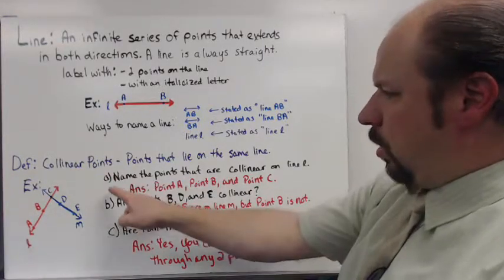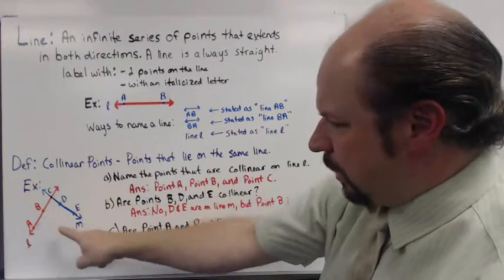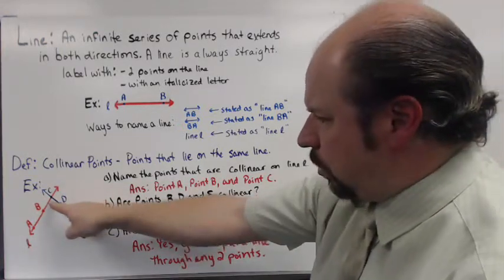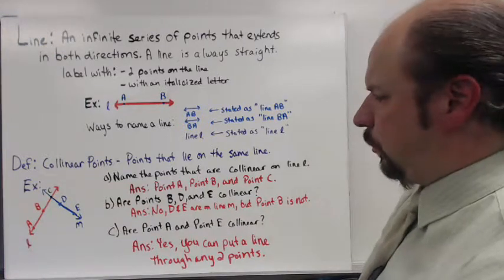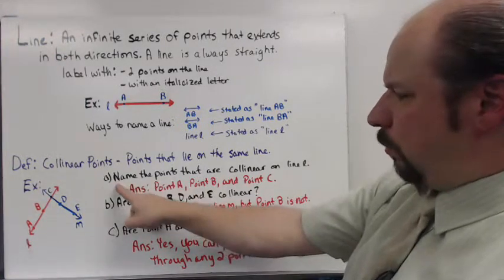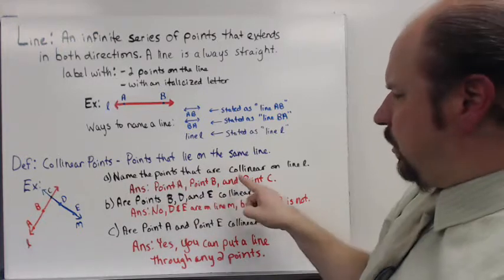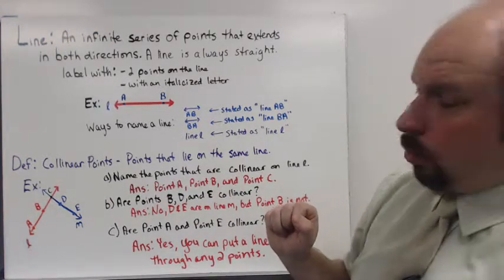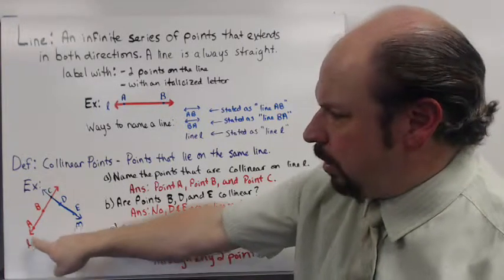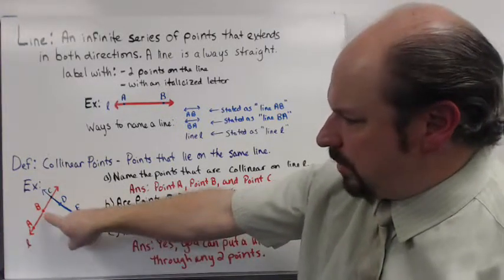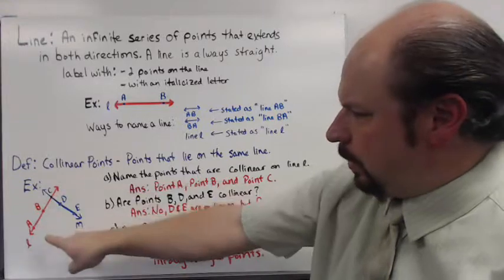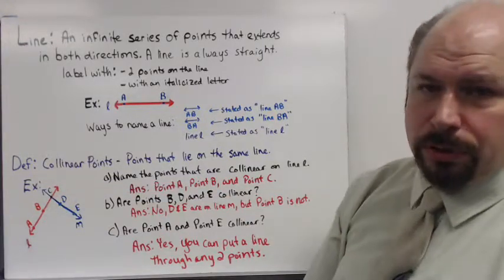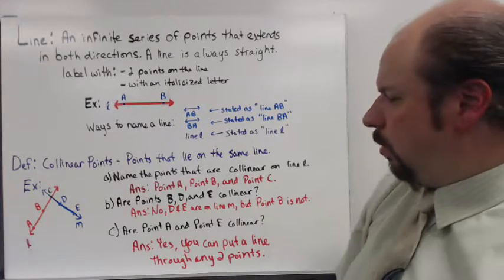Okay? So here is an example. We have a couple of lines, and they happen to cross at a particular point. So in A, it says name the points that are collinear on line L. So the 3 points that are collinear, here is line L, and points A, B, and C. So point A, point B, and point C are the 3 points that are collinear on line L.